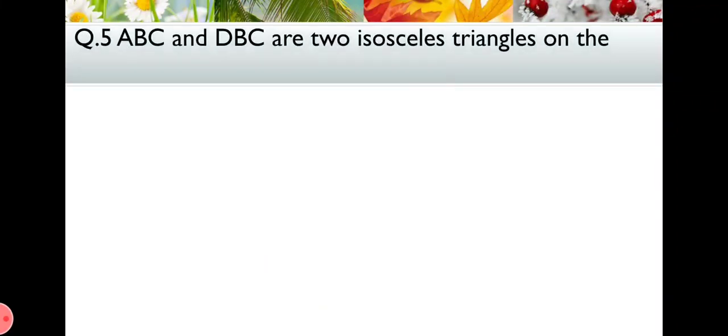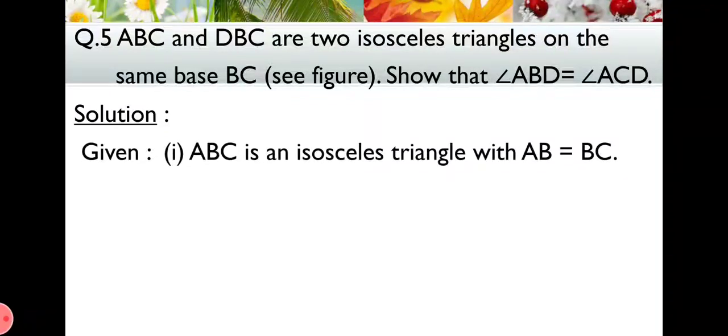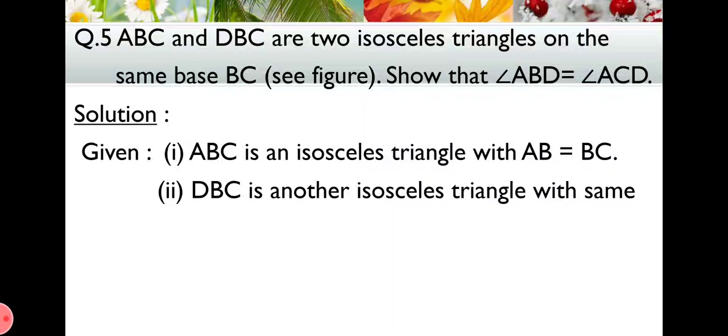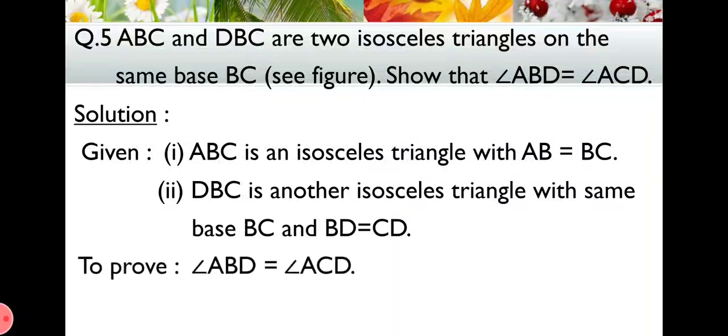Question number 5. ABC and DBC are two isosceles triangles on the same base BC. See figure. Show that angle ABD equals angle ACD. For the solution, it is given that ABC is an isosceles triangle with AB equal to AC. Second, it is given that DBC is also another isosceles triangle with the same base BC, and in that triangle BD equals CD. To prove: angle ABD equals angle ACD.